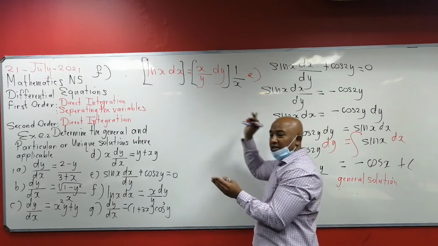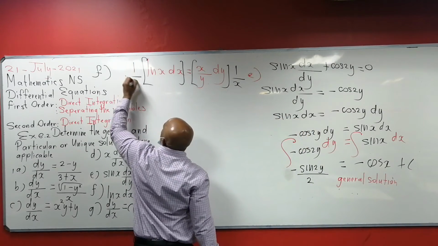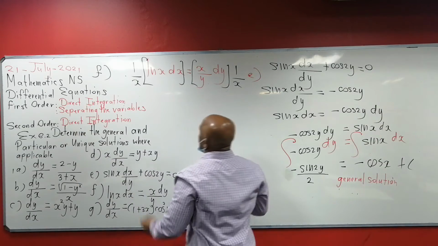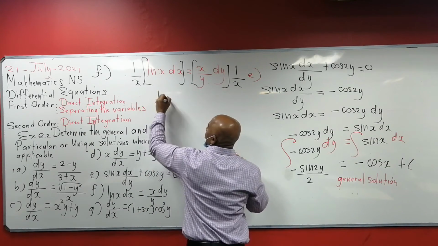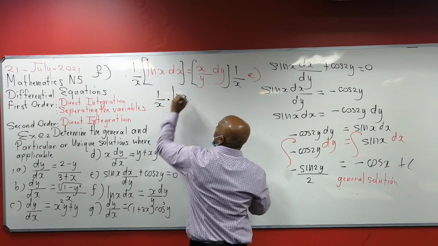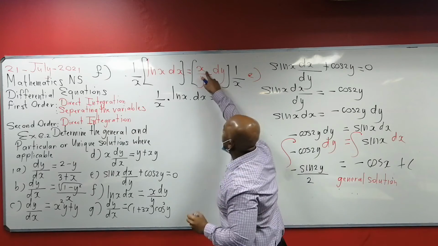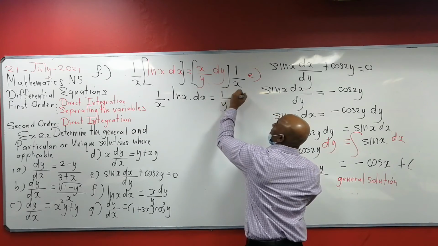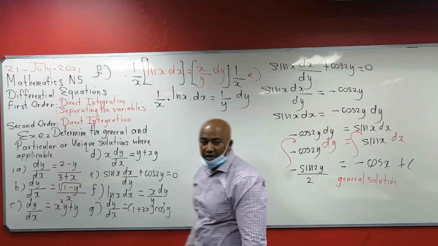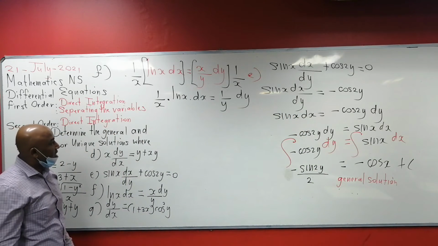Now whatever I do on the right hand side, I have to do on the left hand side. So there's my 1 over x there. So now I have 1 over x multiplied by ln x on the left hand side times dx there. Here x and x will cancel, so I end up with 1 over y dy. That's all. It's separated now. Now it's all about the integration.